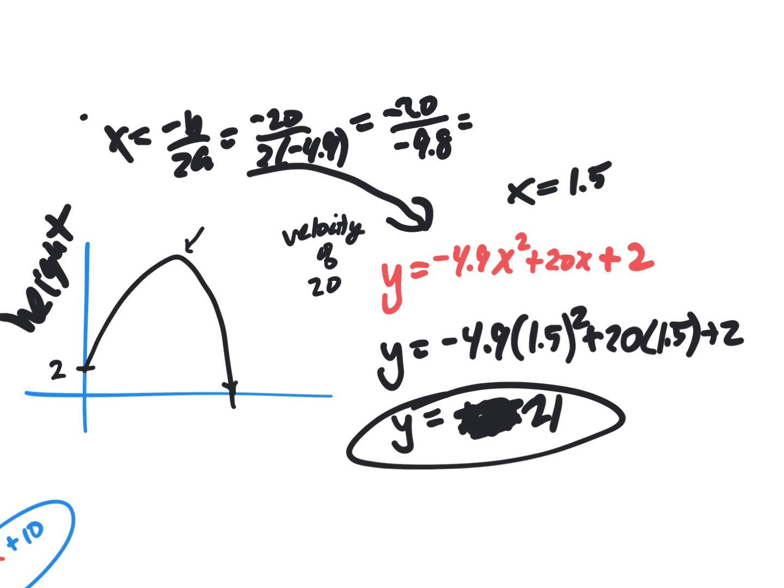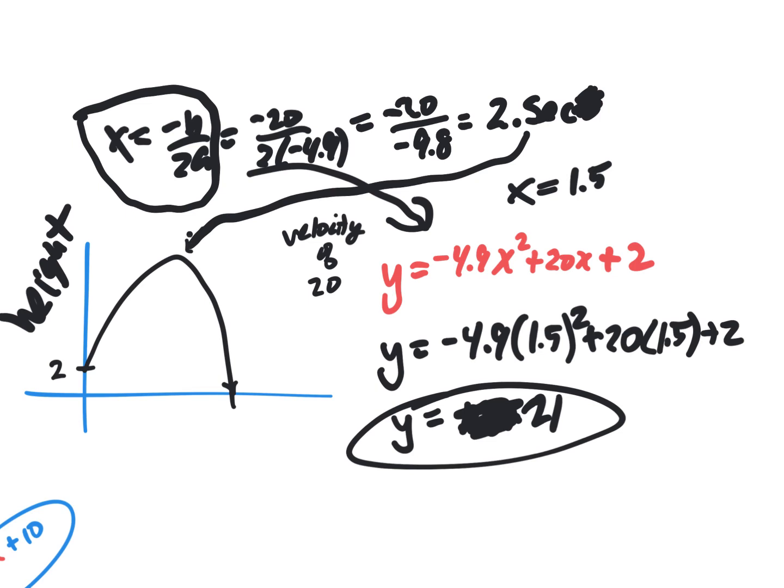Okay, so hopefully you remembered that this is the x of the vertex, and that would be negative b over 2a, which in this case is negative 20 over 2 times negative 4.9, so negative 20 over negative 9.8. When you divide those two, you get 2.04. All right, so that's going to round to 2 seconds. At 2 seconds, we have found our vertex.